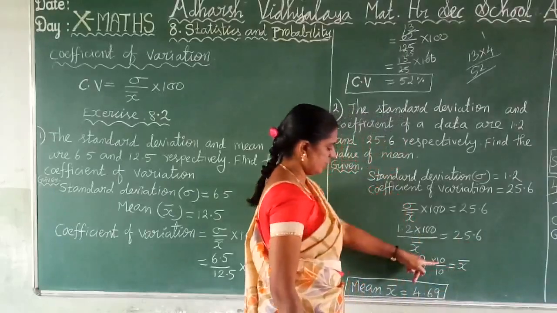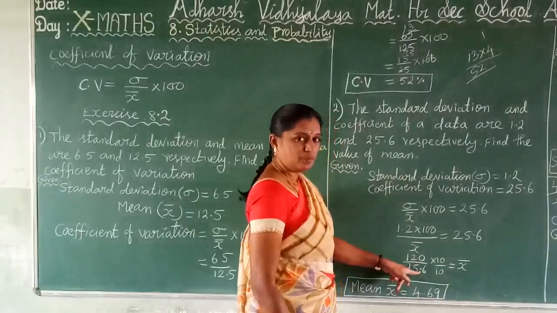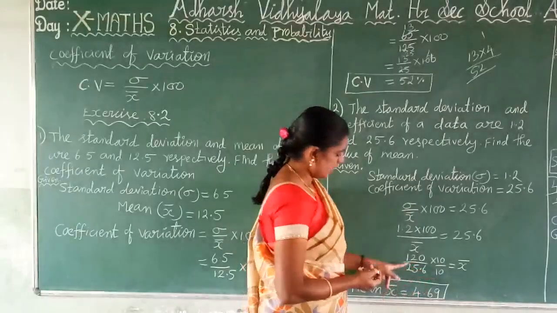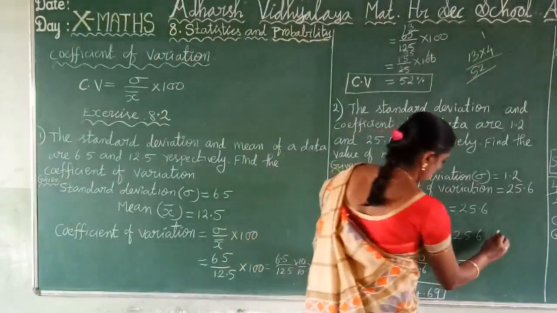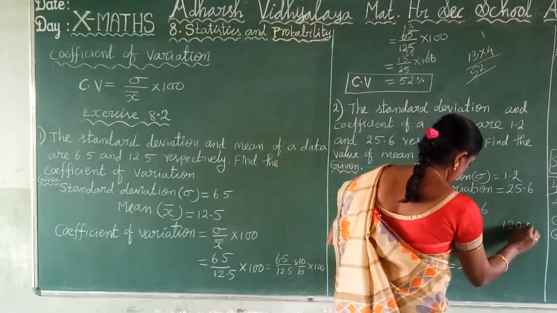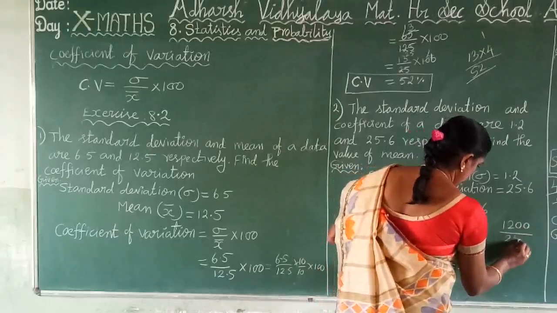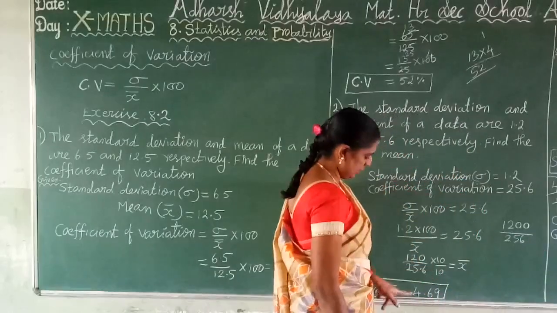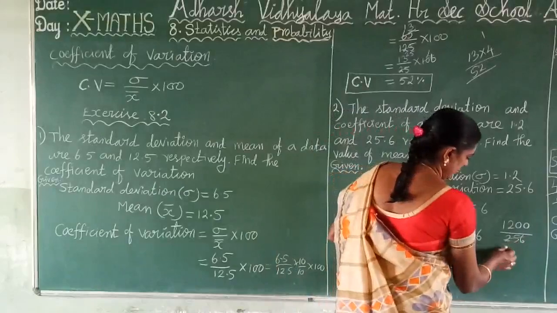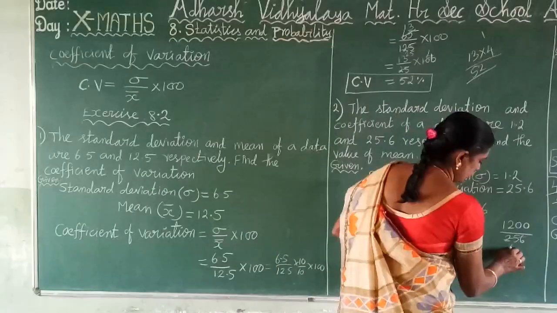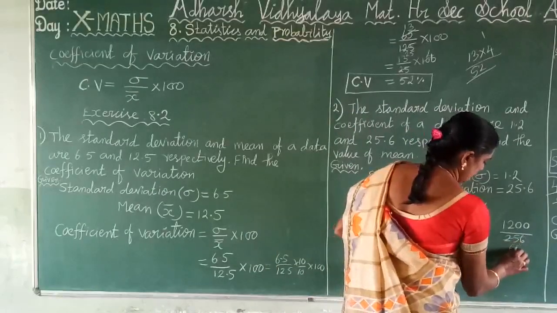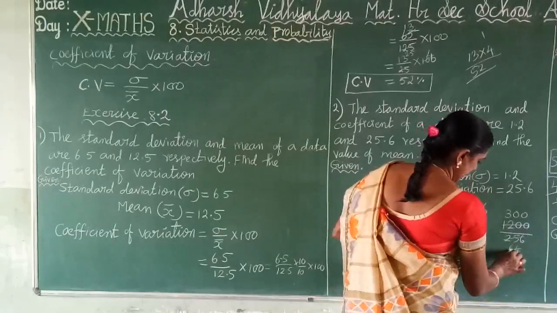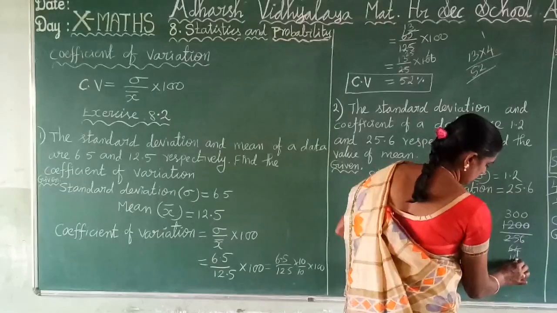The same method: here we remove 1 decimal. Before the questions we did the same method. Multiply and divide by 10. At last we get 1200 by 256 is equal to x bar. And then simplify wherever a step is possible. Here apply the 4 table: 6 fours are 24, remainder 1, 60 means 4. And here 3 fours are 300. Next again 4 table: 4 fours are 16.